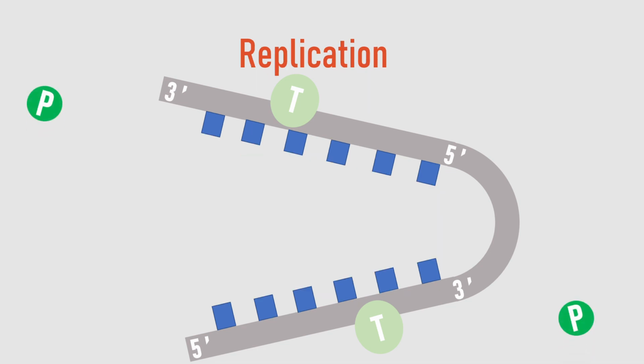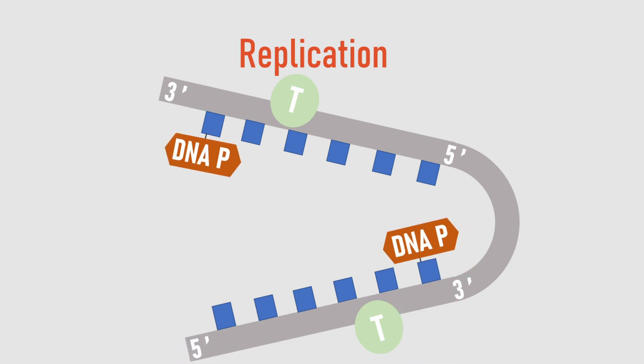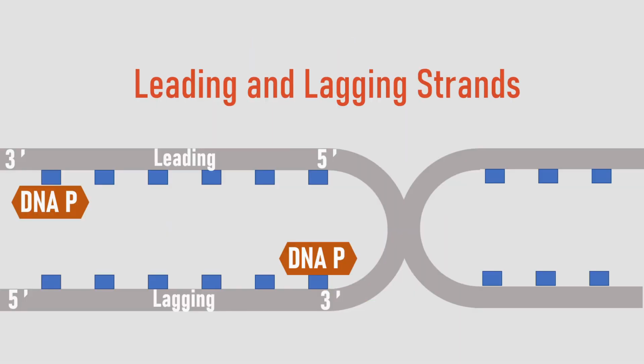Next, a primase enzyme is used to synthesize short RNA primers on each strand, which represent the starting position to build on. This allows the DNA polymerase enzyme to synthesize the new strand in the correct position. An important rule to note is that the DNA polymerase could only replicate in the 5 to 3 direction, which results in a leading and lagging strand.